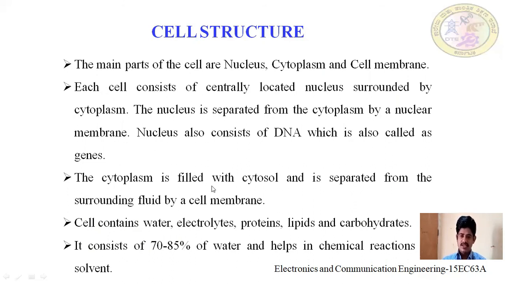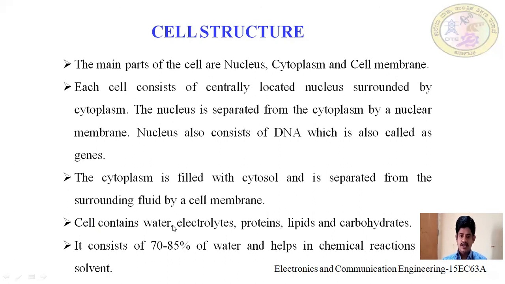The cytoplasm is filled with the cytosol and is separated from the surrounding fluid by the cell membrane. So we have seen the cytoplasm, which is the body of a cell. It is filled with cytosol, and it is separated from the surrounding fluid by a cell membrane. The cell has cytoplasm internally and it has that membrane, which separates this cytoplasm from the other cells.